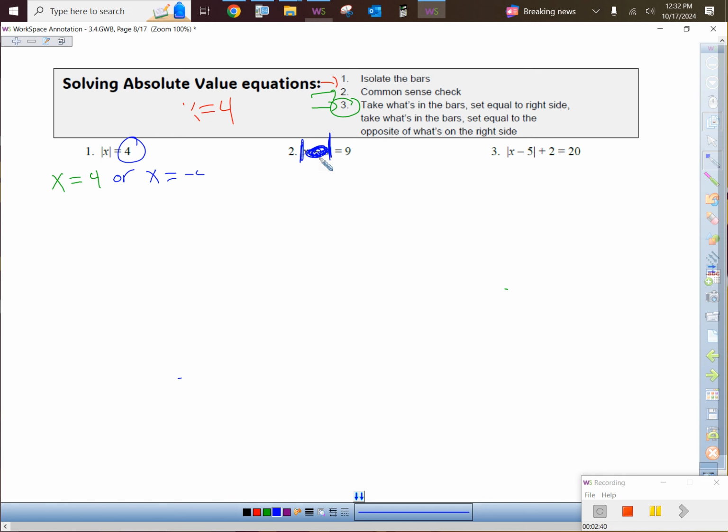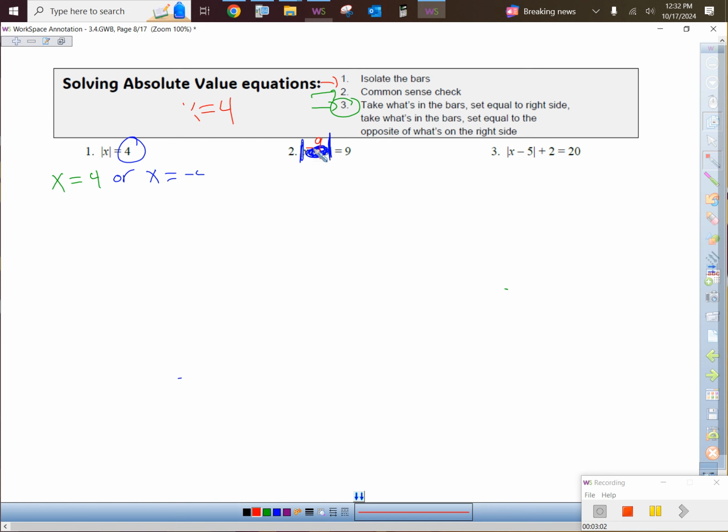Would you believe that blue blob right there, you see the blue blob inside of there? If it was 9, would this be true? Yes or no? If that blue thing was 9, like if I put 9 in here, would that be true? Is the absolute value of 9 equal to 9? What else could I put in there instead? That's what we're going to do next. We're going to take what's in the bars and make it 9, or we're going to take what's in the bars and make it -9. Cool?